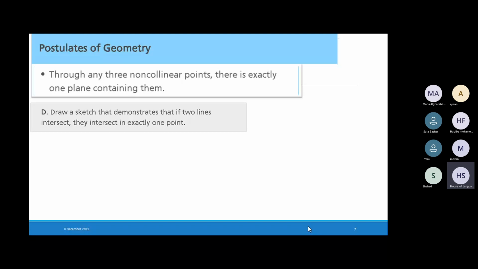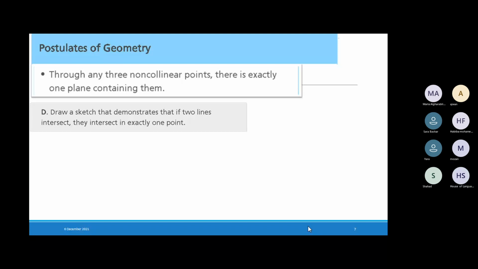Yeah, let's now see the sketch. I told you, collinear means 3 points on the same line. Non-collinear, not on the same line. If you draw a plane that contains them, you make only one plane. I want another one. Teacher, maybe it makes 2 planes. It makes none. One plane.